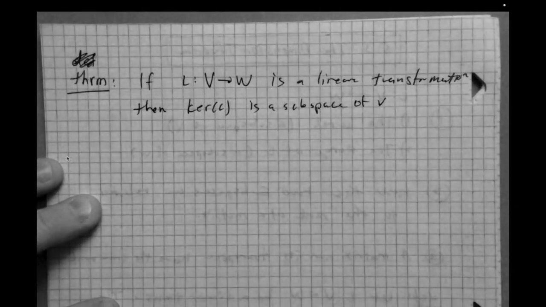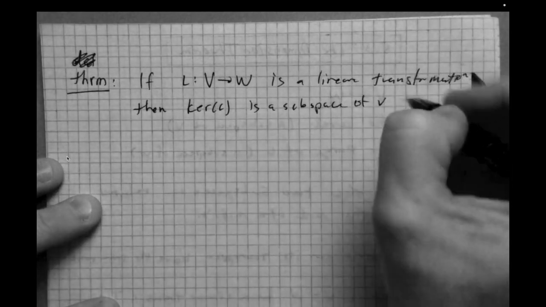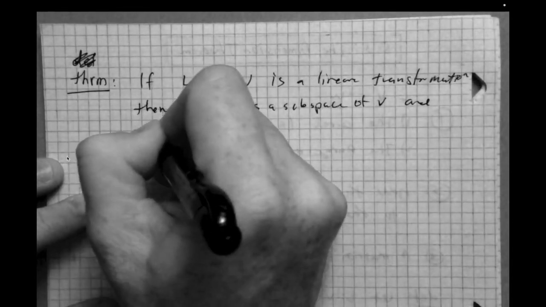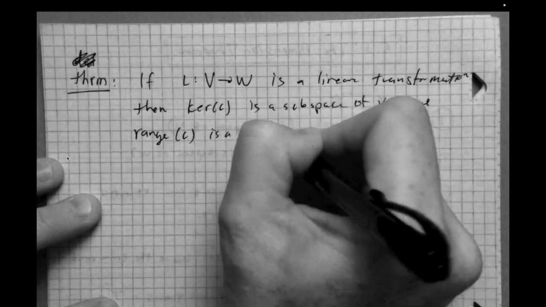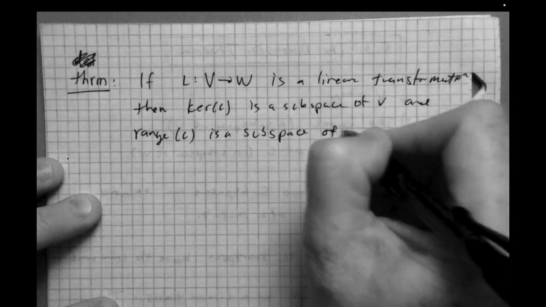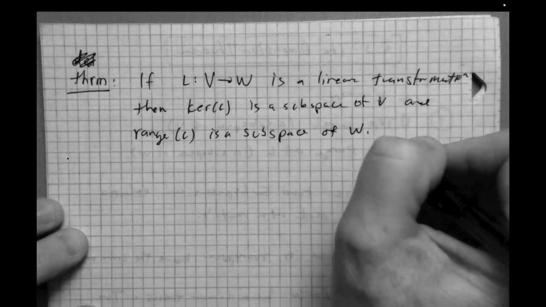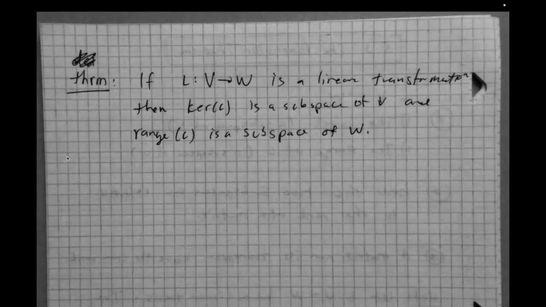Okay, so it's a subspace, and the range of L is a subspace of what? W. Okay, so we already knew there were subsets, and so naturally the next thing we'd want to be sure of is, are they subspaces? And indeed they are. The proof of this is pretty immediate.